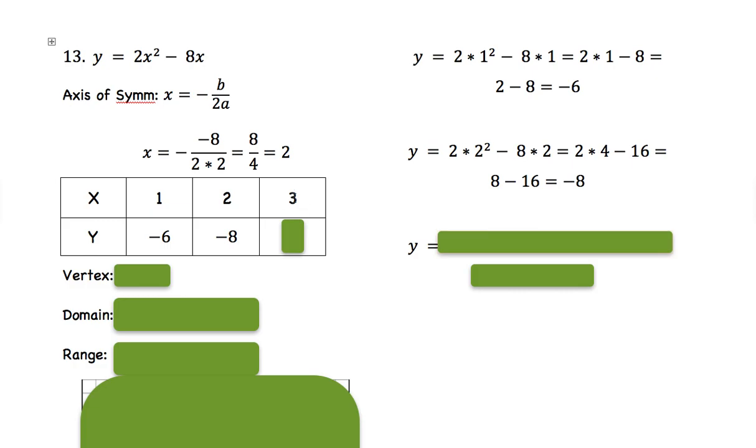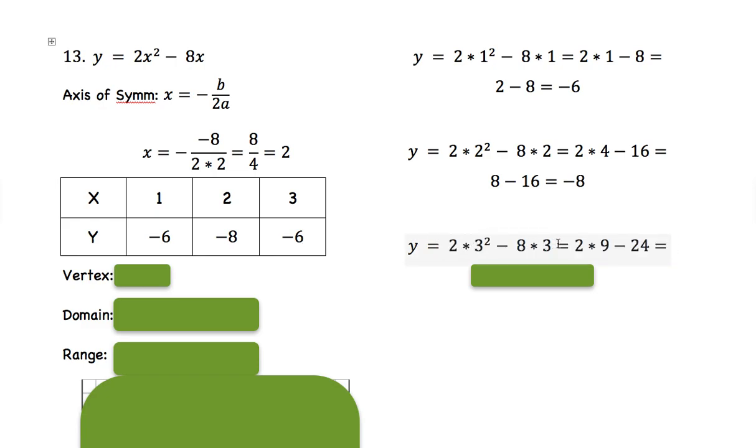And now let's plug in the 3. Most of you already have filled this out because you know that it's symmetric. So if this is negative 8 and this is negative 6, because this is our axis of symmetry, the 3 value will give us a negative 6. Let's go ahead and look at it.